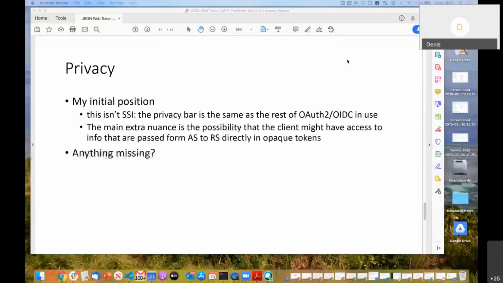And another detail, there is a must not in the privacy consideration section. I think that clients should be able to inspect the content of the token, because if they want to be confident that the content is correct, they should be able to do that.